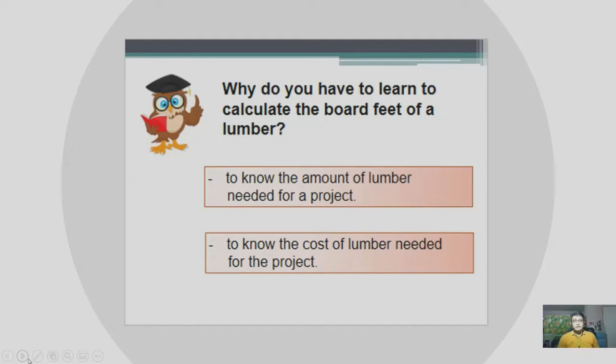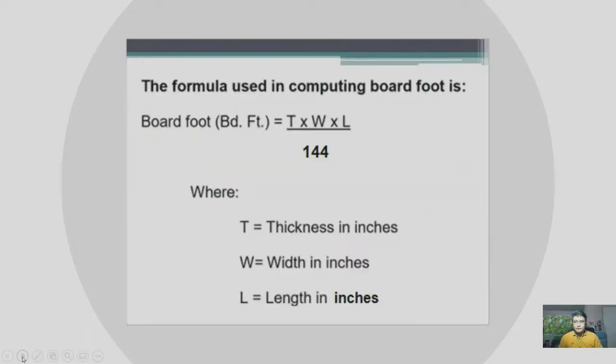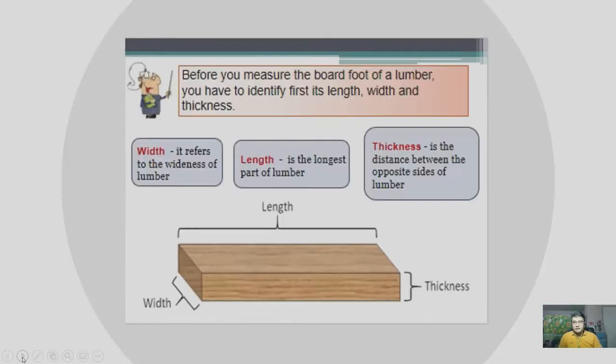Why do you have to learn to calculate the board foot of a lumber, the board feet of a lumber? To know the amount of lumber for a project. And the next one is to know the cost of a lumber needed for the project. The formula used in computing the board foot is: board foot or BDFT is equivalent to thickness times width times length divided by 144, where T stands for thickness in inches, W width in inches, and L length in inches.